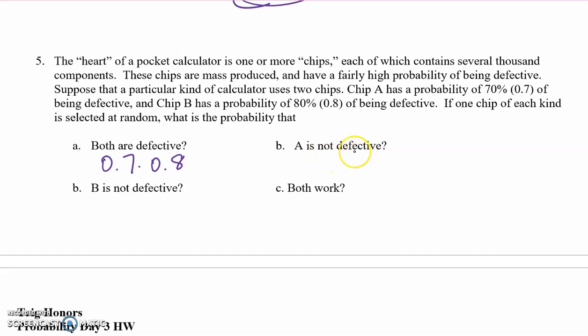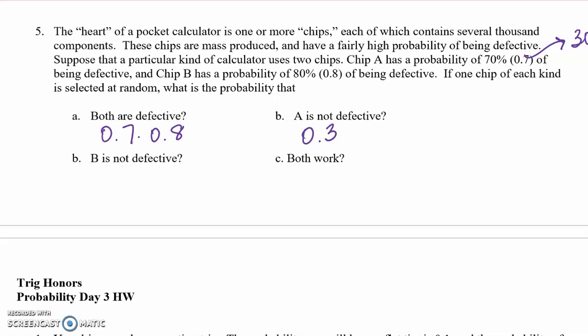So if A is not defective, that's actually 0.3. We know that 100% of the time something will happen, and 70% means defective. That means 30% means that it works. The thing is, the probability that B is not defective will be 20% or 0.2 for the exact same reason as this other one. And the probability that both work means that you need A to work and B to work. And then you can multiply those together.